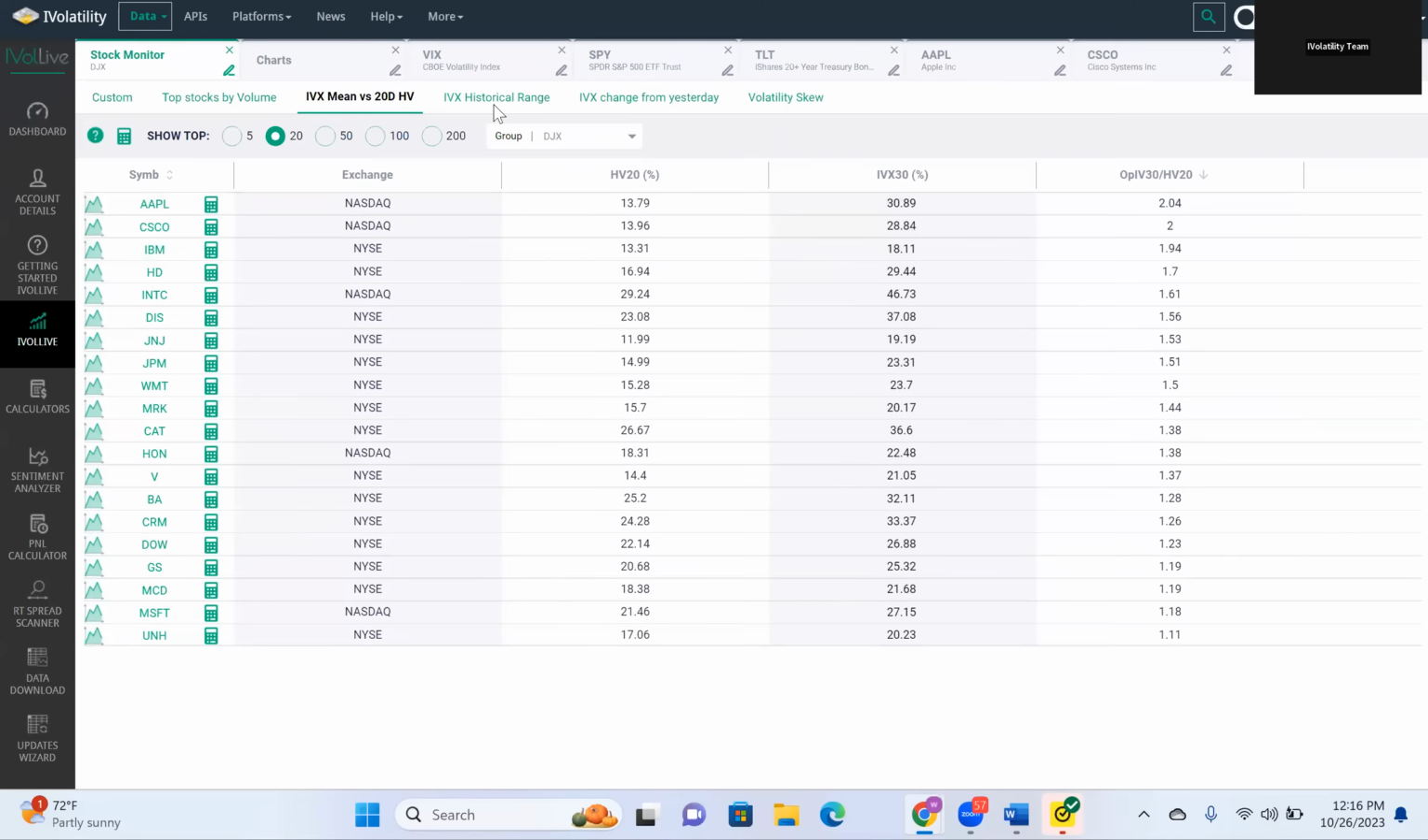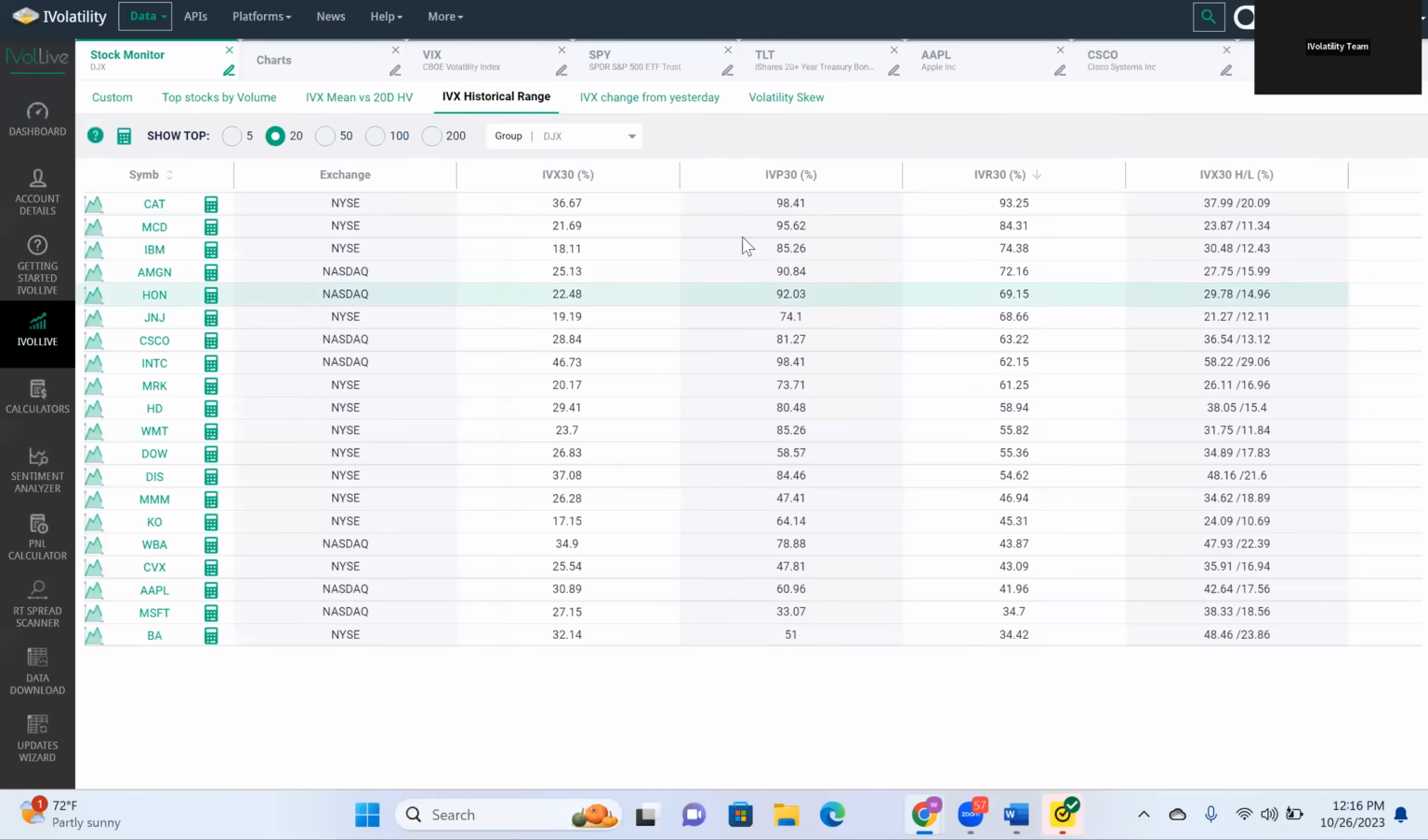And then if we move along to IVX historical range, the way to think about this is like a 52-week range for a stock. So if you come here, you'll have this IVX 30 high low. And what this means is 20.09 was the lowest implied volatility point for Caterpillar over the last 1 year. 37.99 was the highest implied volatility reading for the past year. So right now we're at 36.67 because remember, IVX 30 is current, which means we're in the 98th percentile for implied volatility for this stock.